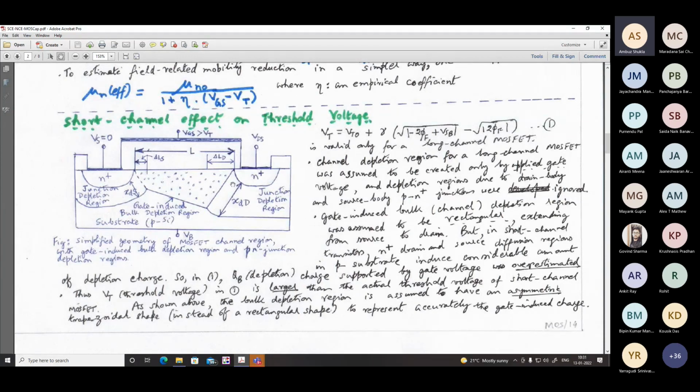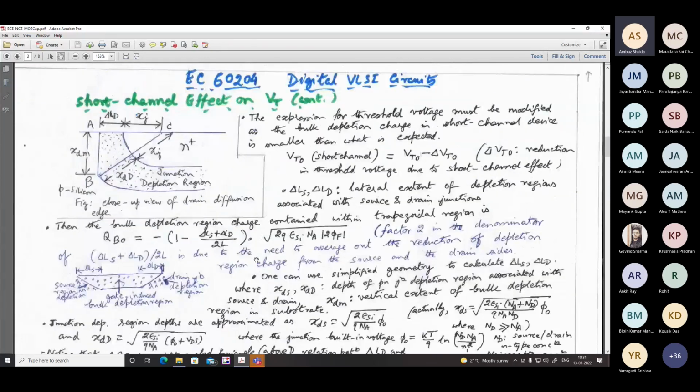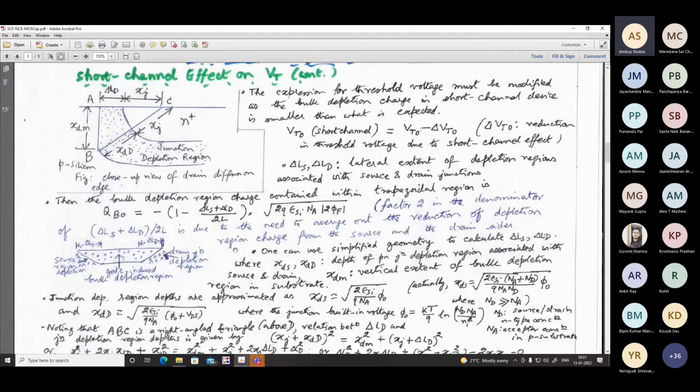Similarly, here also half of the rectangle, that means this right angle triangle, is due to the contribution of this VGS, and this right angle triangle is due to this junction depletion. So this we have to subtract, and that accounts for 1 minus (delta LS plus delta LD) by 2L. Okay, I think it's clear.